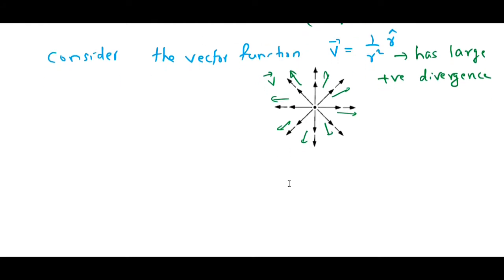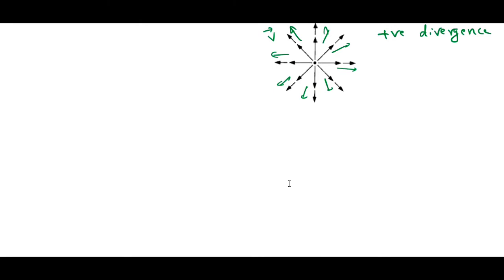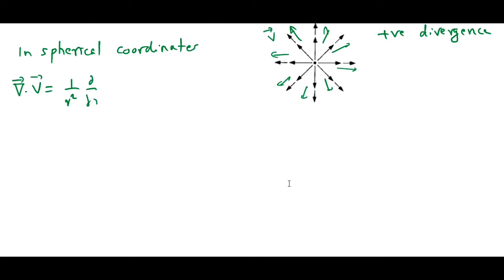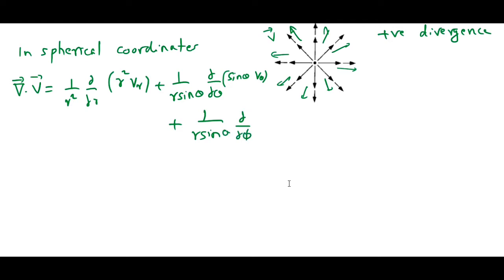In the spherical polar coordinate system, we can write del dot v as 1 by r square dou by dou r of r square vr, plus 1 by r sin theta dou by dou theta of sin theta v theta, plus 1 by r sin theta dou by dou phi of v phi.